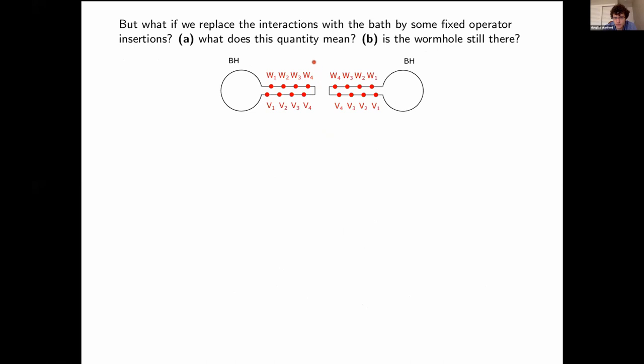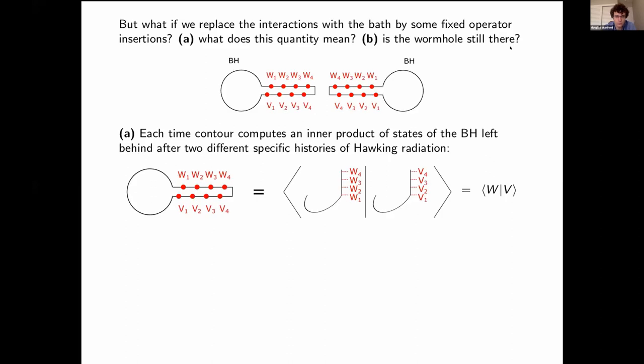Notice that now these time contours are factorized. So there's no interactions between them. We just have operator insertions. So first of all, what does this quantity mean? And second, is the wormhole still there? So first, let's address what the quantity means.